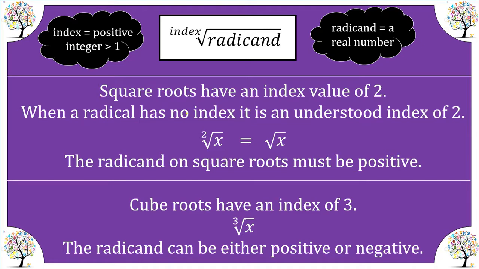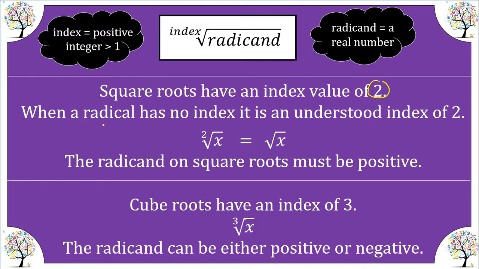For this course, we will mainly be looking at square roots and maybe a few cube roots. You can have a fourth root, a fifth root, and so on. It's just how many times a number was multiplied to get that product. So a square root has an index of 2.